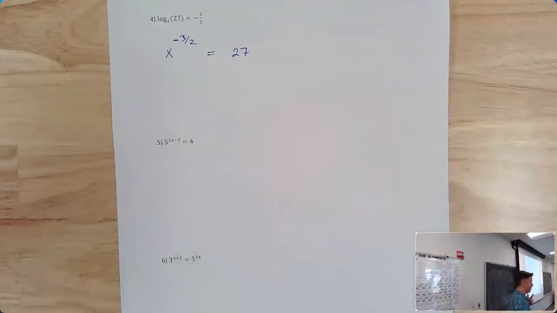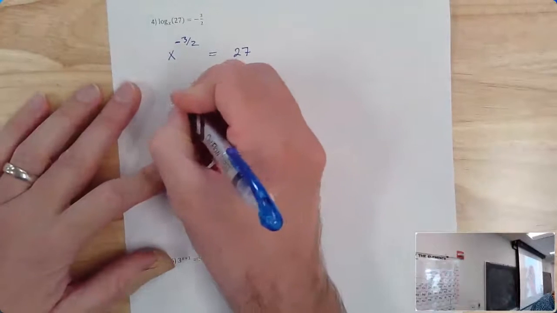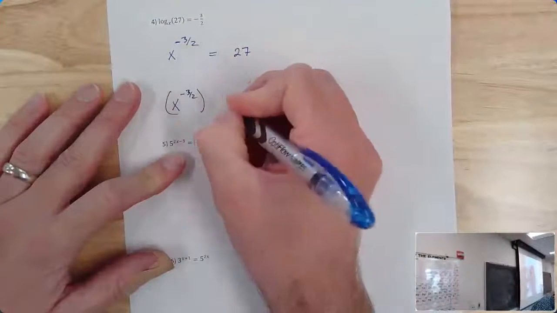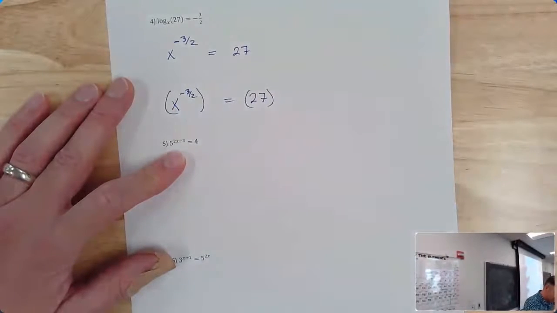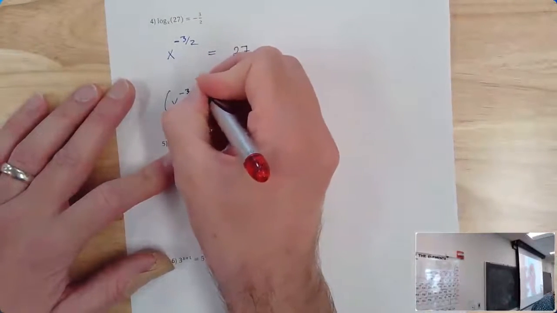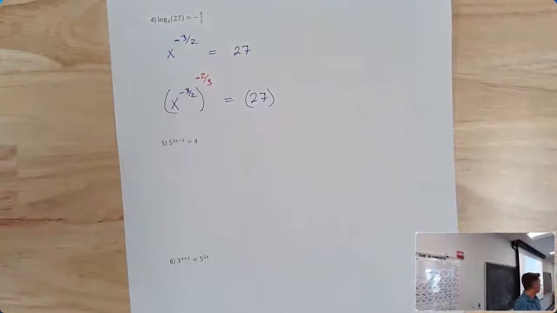Okay, so just like before, when I took the natural log of both sides, I'm going to do something to both sides of this equation. Specifically, I'm going to raise both sides to a new power, a power that's going to undo the -3/2. So I'm going to raise both sides to the reciprocal power, -2/3. Reciprocals always retain the sign. So if you have a positive number, its reciprocal is a positive number. If you have a negative number, its reciprocal is a negative number.